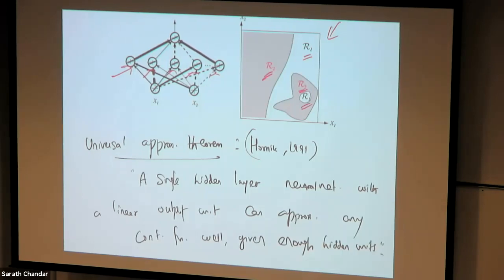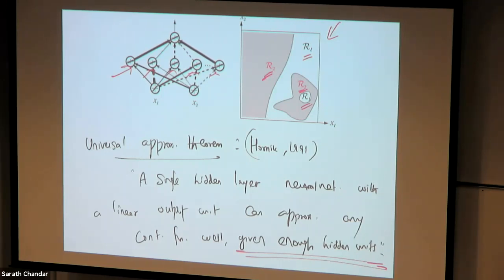Okay. Now, the big catch in this particular universal approximation theorem is that this holds only given enough hidden units. Now, if you compute the amount of hidden units required for the problem, it actually grows exponentially with respect to the problem complexity. Okay. So as the complexity of the problem increases, you need an exponential number of hidden units.